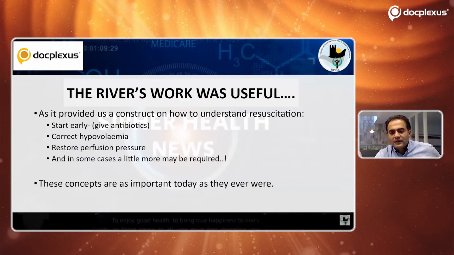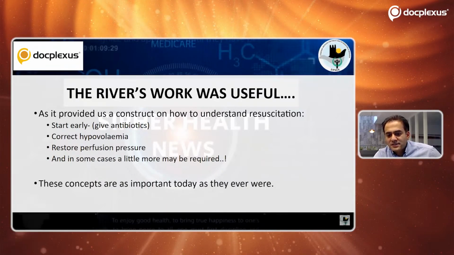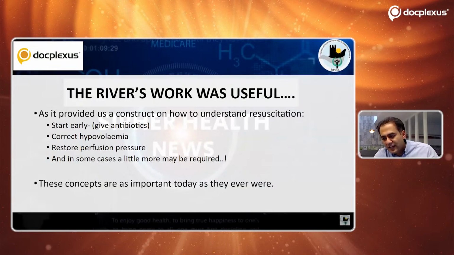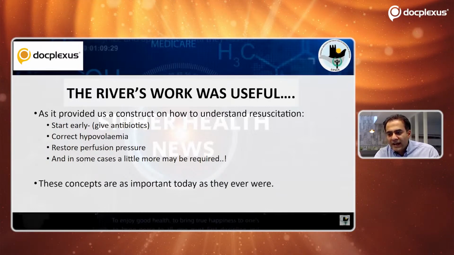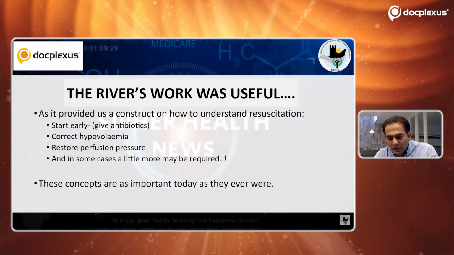And to conclude this part, the Rivers work was very, very useful, as it helped us construct and understand resuscitation. That is most important. We have to give antibiotics early. We have to correct hypovolemia, restore perfusion, and in some cases, a little more may be required. And these concepts that were given in 2001, in 2023, they are equally valid or more valid. So they are equally important as of now as well.